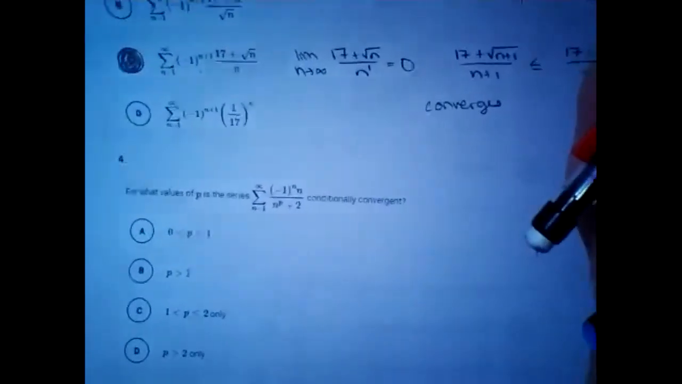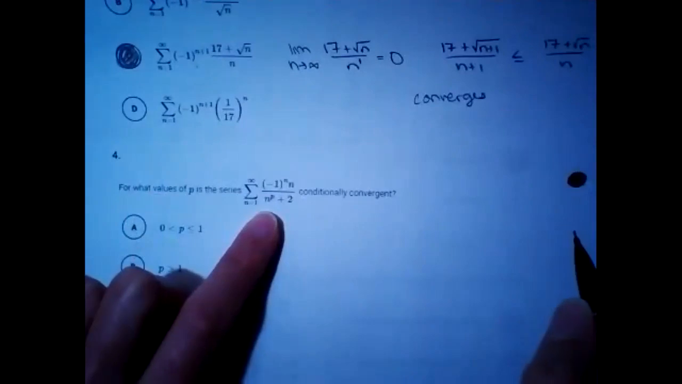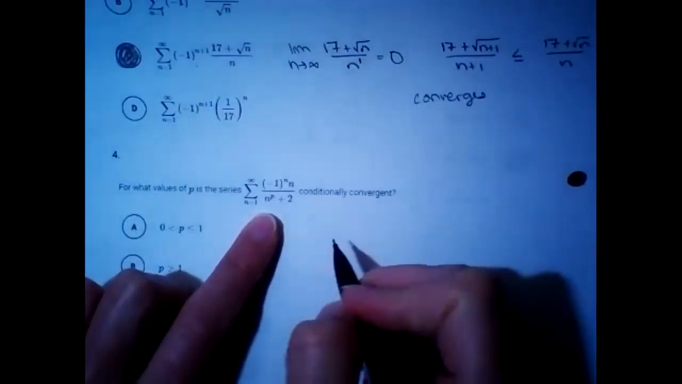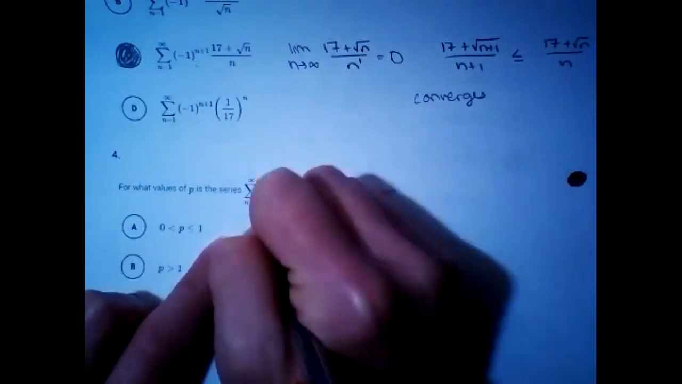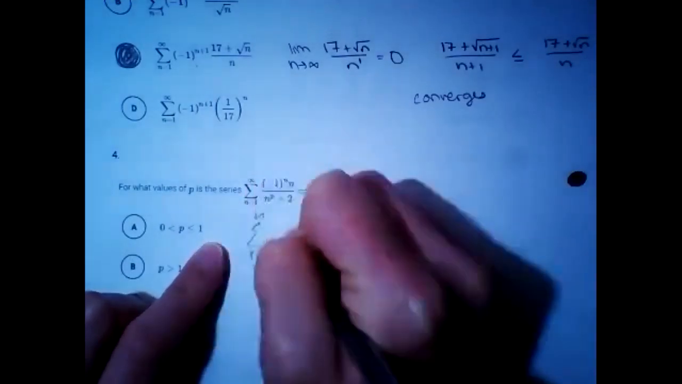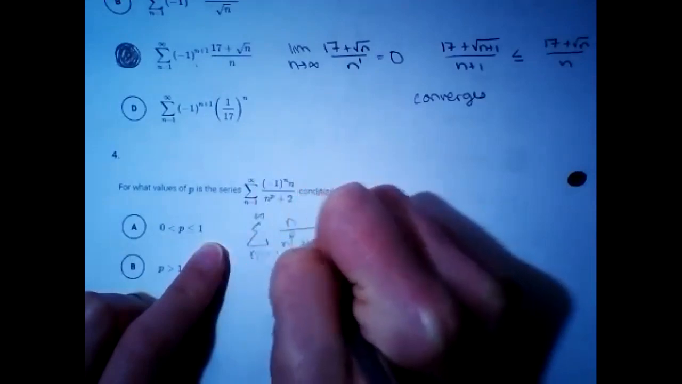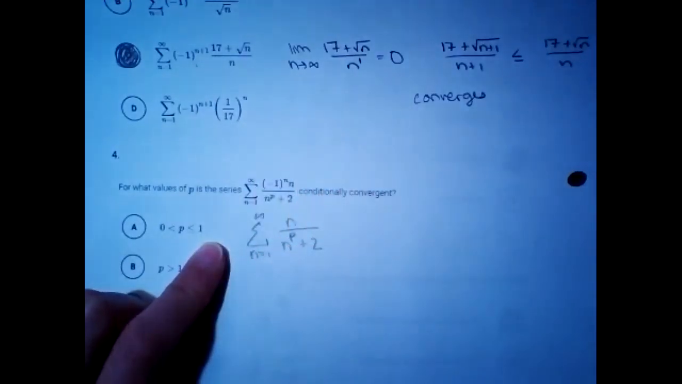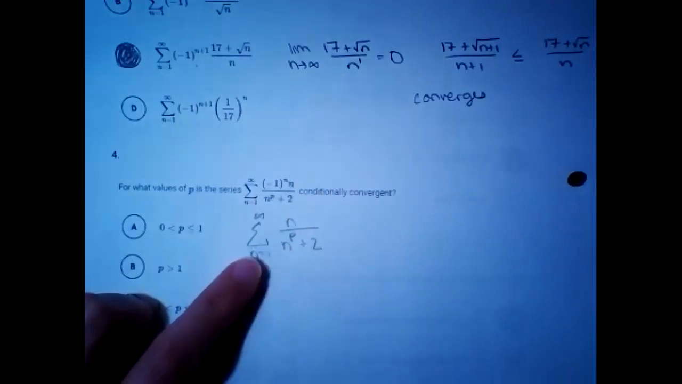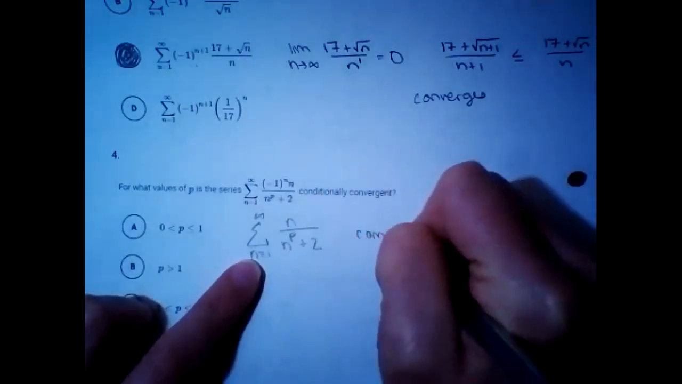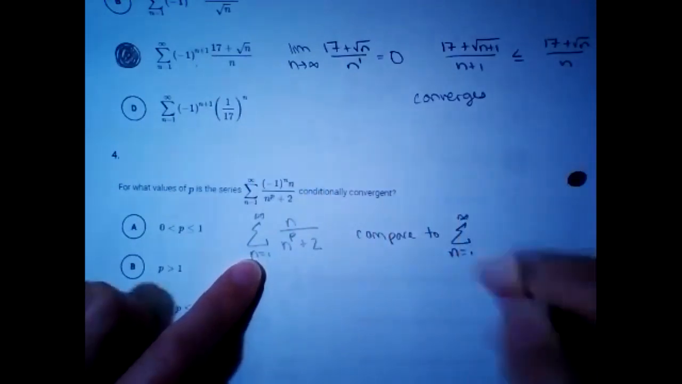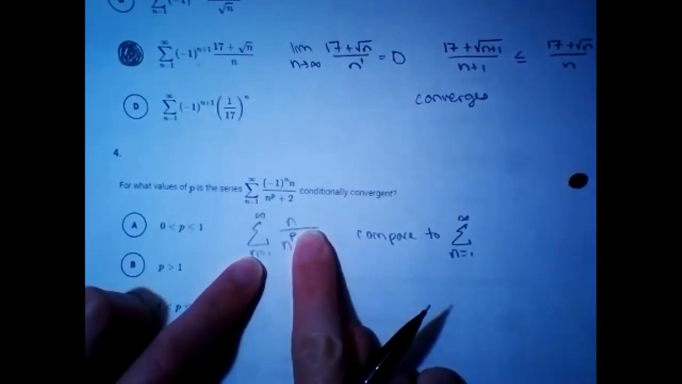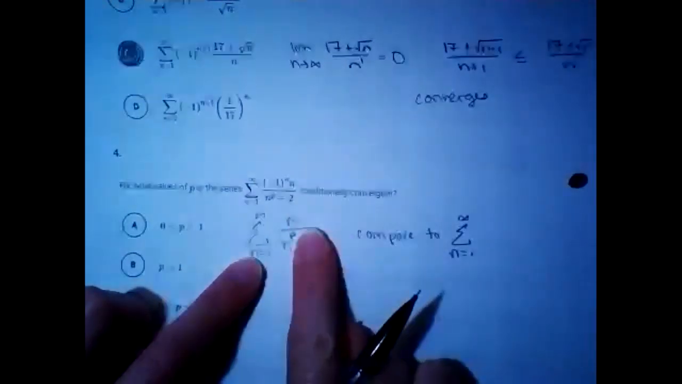Right, and then number 4, for what values of p is this series conditionally convergent? All right, so we need for the absolute value of this to diverge and for the series itself to converge. So if we look at the absolute value of this, that would just be this. We need for this to diverge. So I'm going to do a comparison. I'm going to compare that to n over n to the p power. Basically just getting rid of that plus 2 over there.